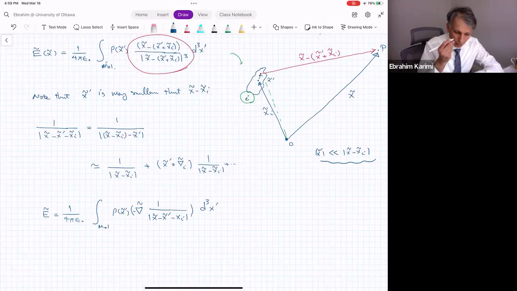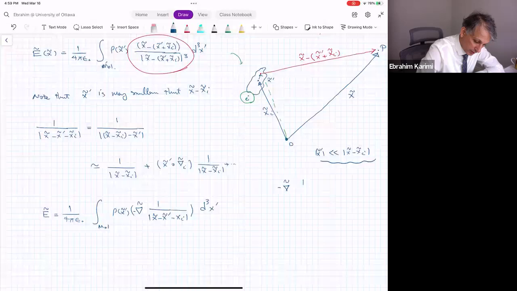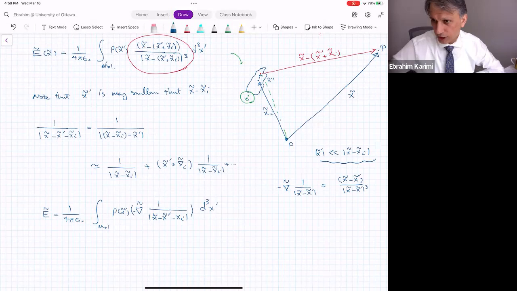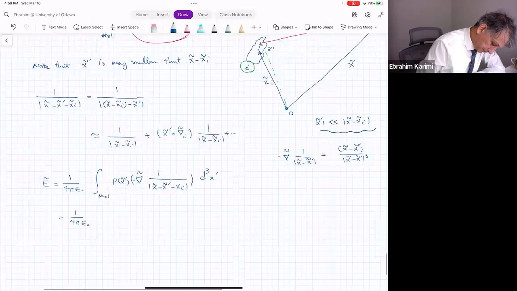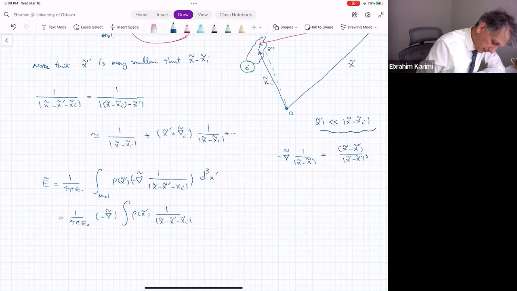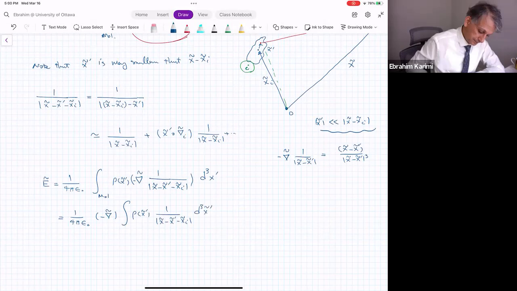We showed that the minus gradient of 1 divided by x minus x prime is equal to x minus x prime divided by x minus x prime power of 3. So now x prime can be replaced by x prime plus xj. Xi is the same. All right, so that will be 1 divided by 4 pi epsilon 0 minus gradient acting on rho of x prime, 1 divided by x minus x prime minus xi, d3 of x prime. Good? Essentially, this is nothing more than the minus gradient of phi, right?